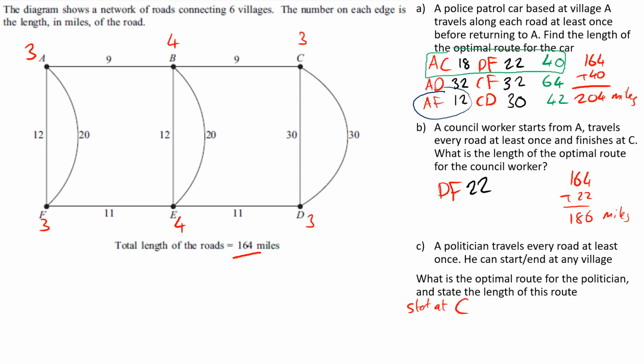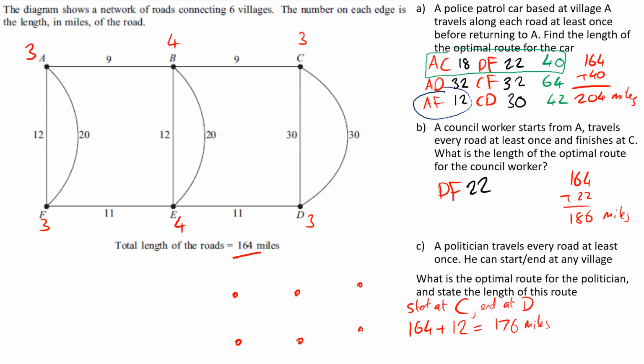So if we start at C and end at D, then the route should be 164 plus the 12 that takes us from A to F and duplicates that. So it'll be 176 miles would be the best we could possibly do. It says what is the optimal route though, so we actually have to work it out. So we know we're going to start at C and we know we're going to end at D.